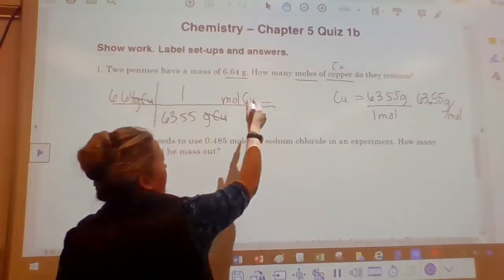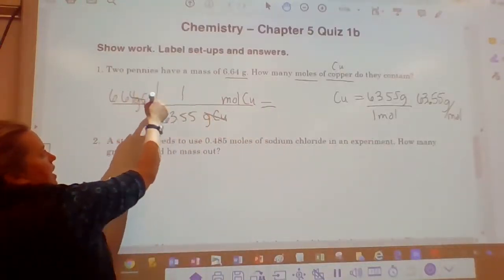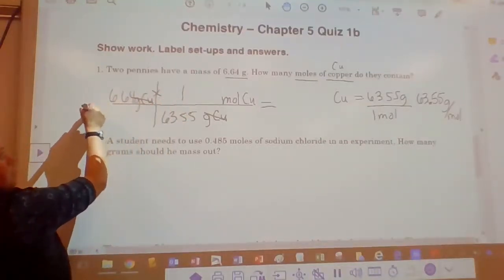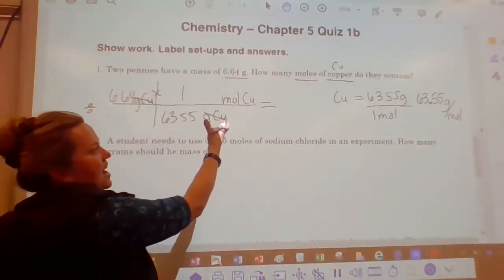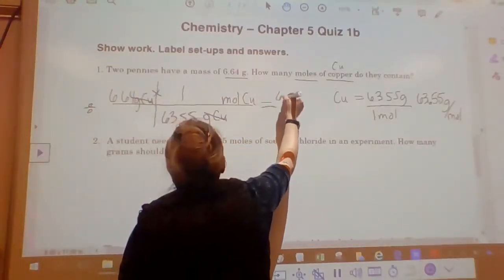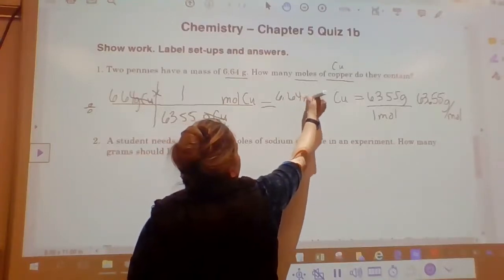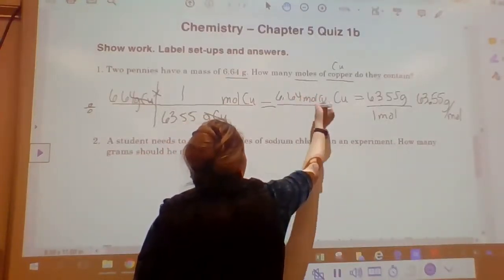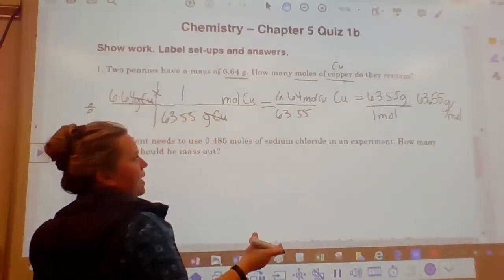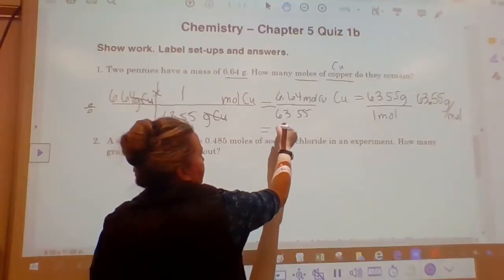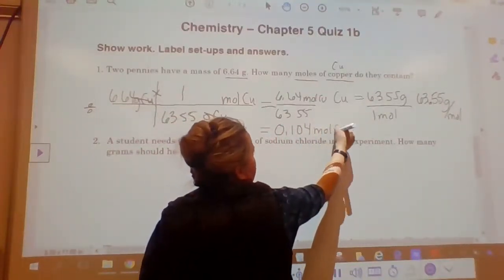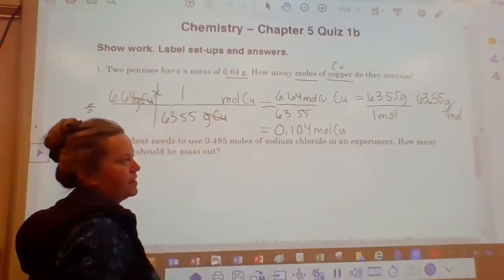So now I just need to do my math. This line right here tells me to multiply. This line down here tells me to divide. Basically what I'm going to do is make a fraction and reduce the fraction to a decimal. So I'm going to get 6.64 over top of 63.55. I'm going to go ahead and calculate that and should come up with 0.104 moles of Cu. Your calculator probably puts out a bigger answer.